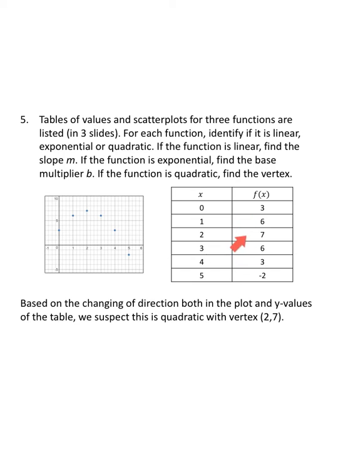This 7 is right in the middle of where it turns around, so my vertex is the point (2, 7). Alright, the shape of the graph leads us to which one? If it's linear, we find the slope: how much do we consistently add or subtract to get the next y value as x increases by 1? If the function is exponential based on the shape of the graph, the base multiplier b is the amount that you multiply by to get the next y value as x increases by 1.